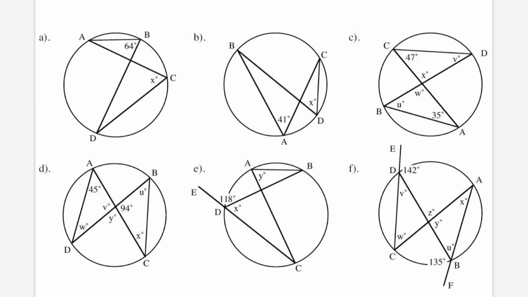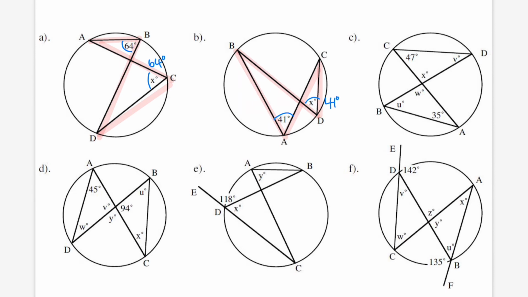Having a look at these ones, we can see in each one we have that same bow shape. And again, we have that bow shape. In each of these questions, we have that bow shape pattern that we're looking for. Therefore, in the first one, 64 is also going to equal x. And in the second one, x is going to equal 41 for the same reason.